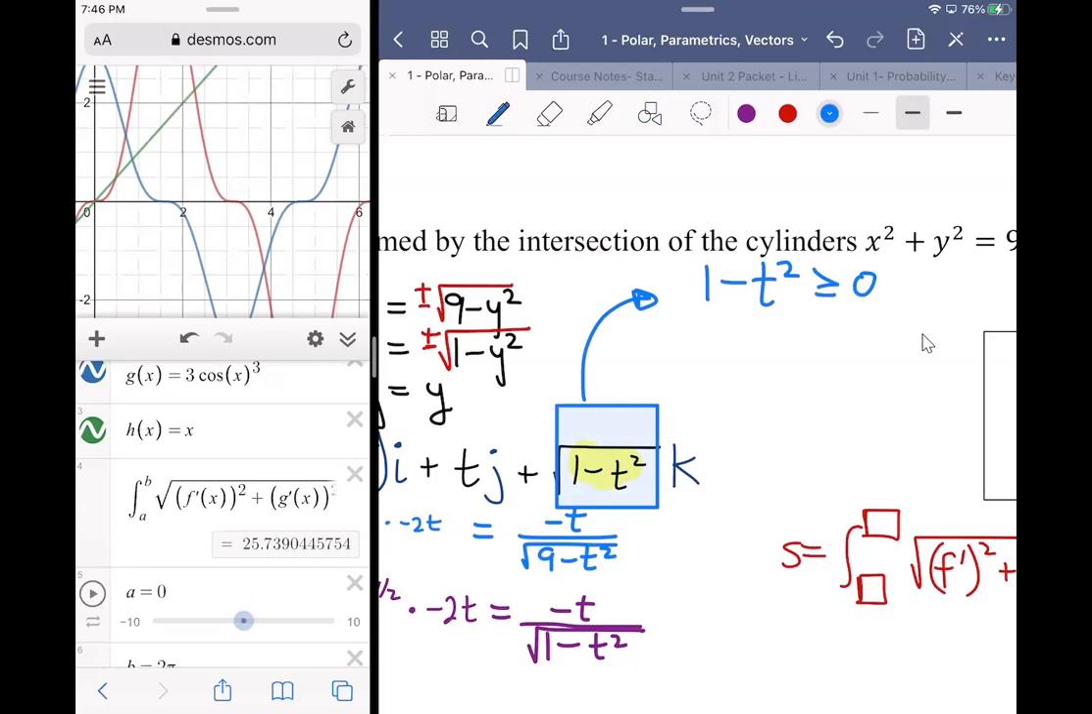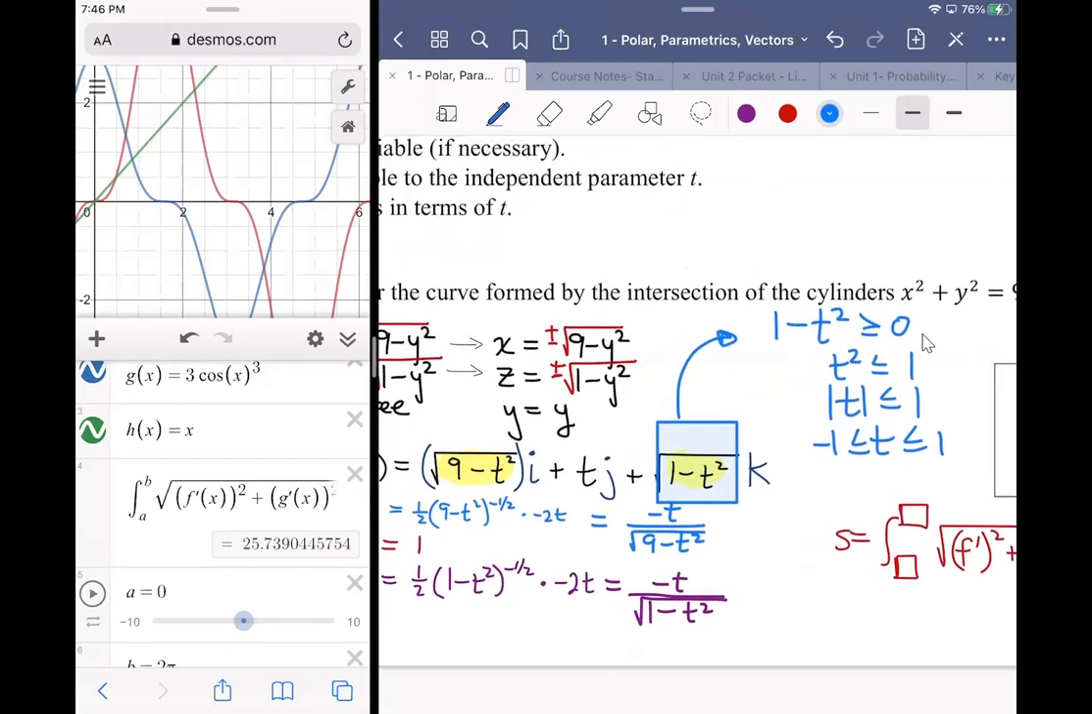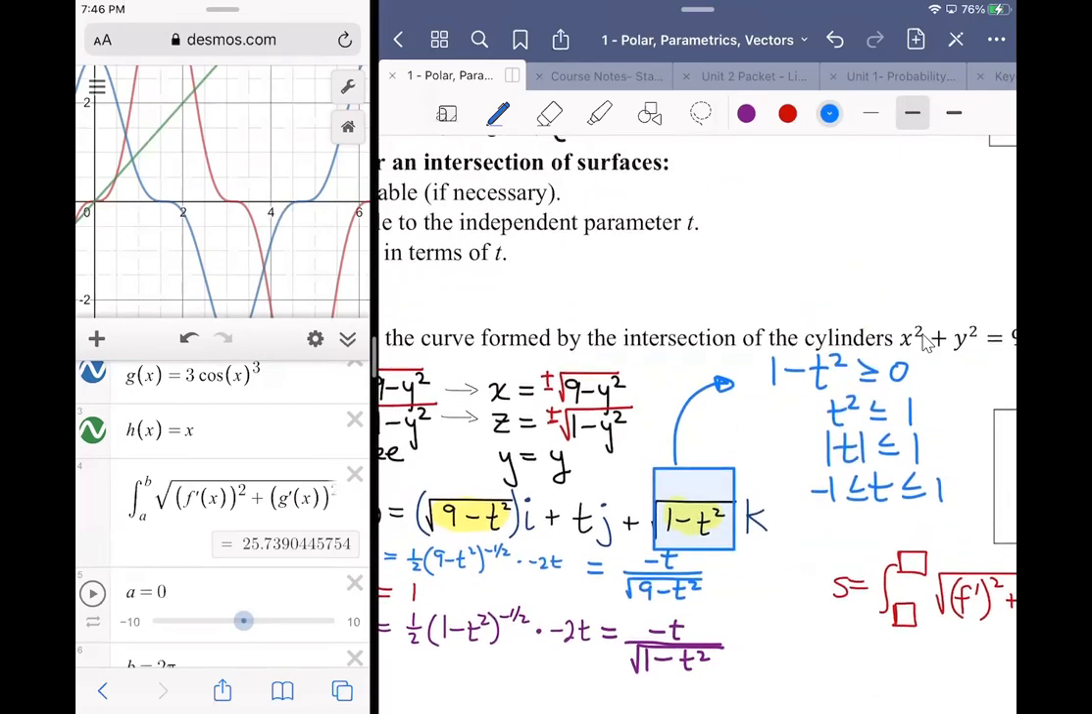I'm going to subtract the 1 and divide by -1. So we're looking at t squared has to be less than or equal to +1. Which means, if you extend the process, the absolute value of t has to be less than or equal to 1, which means that t has to be between -1 and 1. So that's my domain. If I did the same thing for the 9 minus t squared, I'd get -3 to 3. So it's the same computations, or at least the same process.